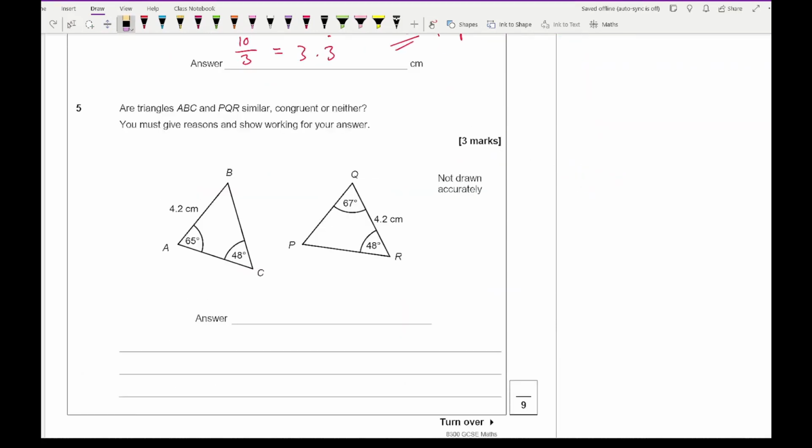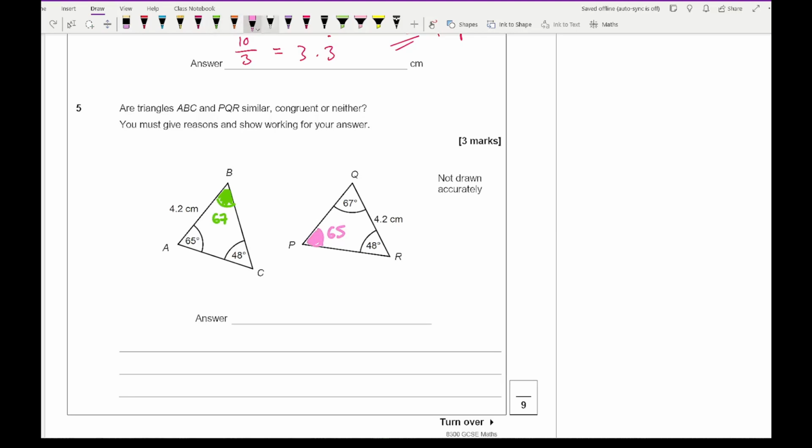Now moving on to question 5, it says are triangles ABC and PQR similar, congruent, or neither? And you must give your reasons to show your working out for your answers. Now for this, because they're triangles and we've got two internal angles, we need to work out what these internal angles are going to be. So again, knowing that angles inside a triangle add up to 180, I can work out what this angle here is going to be, and that's 67. I can then do the same for the other triangle and work out the missing angle, and this angle here is going to be 65.